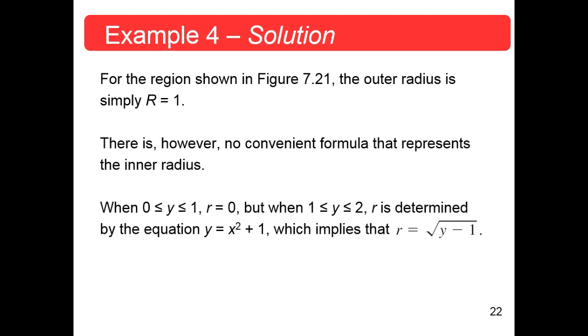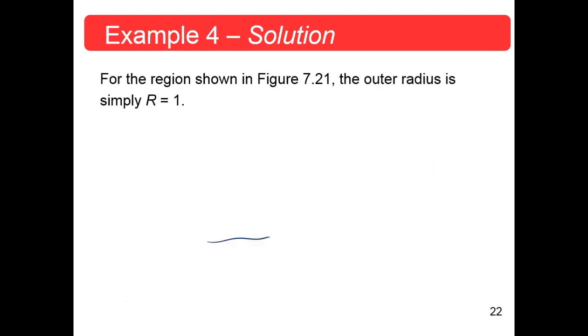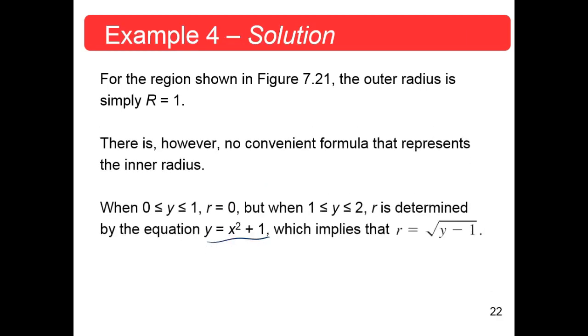You take what they gave you here and solve for x. But the x value, looking back at this, the x value here is your radius, right? That's the inner radius. So that's what we're going to subtract off. So you solve this right here for x, and that gives you this. And that gives you your little r is the square root of y minus 1.